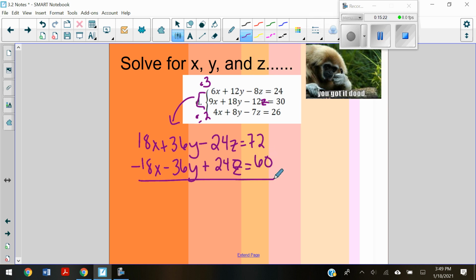Well, I see the variables are all eliminating, so that's awesome. But on the other side, oops, that should be a negative 60. I get 12. That's not a true statement. So this is a no solution. No solution. When your variables eliminate and you don't get a true statement, that becomes a no solution problem.